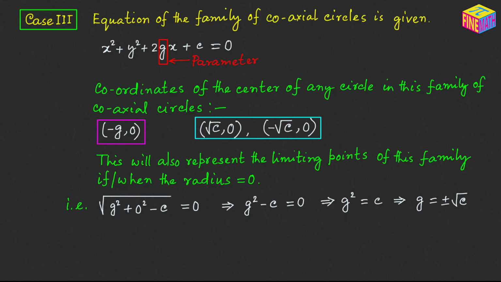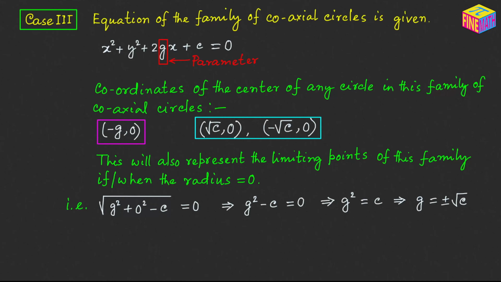And next, we are going to see what is the necessary condition for a family of coaxial circles to have real limiting points. There may be some families of coaxial circles that may not have limiting points. Now, what is the criteria? Well, if you see, the x coordinate of the center of any circle belonging to this family is square root of c.